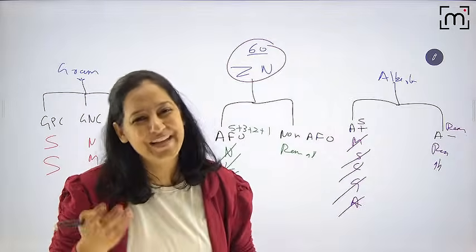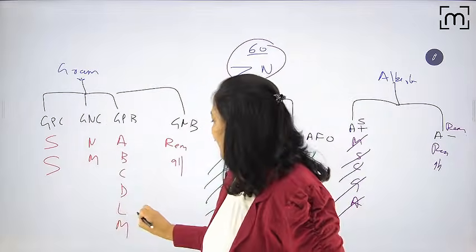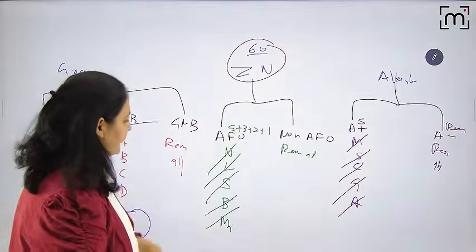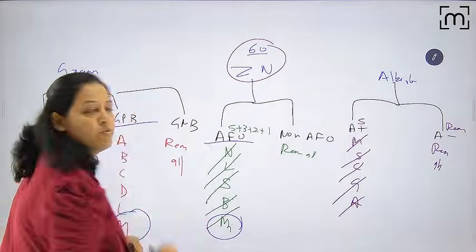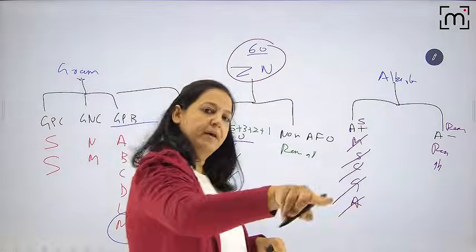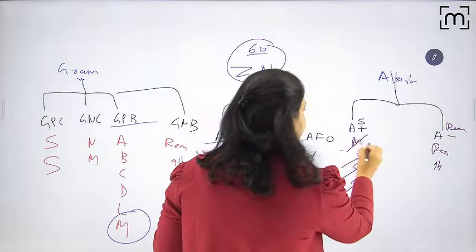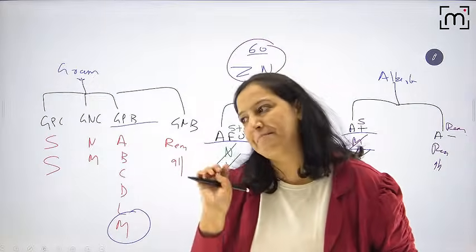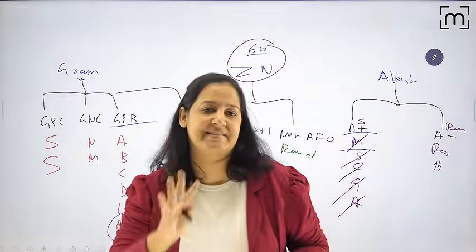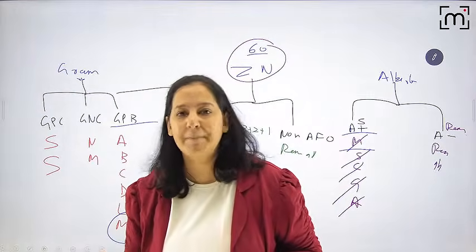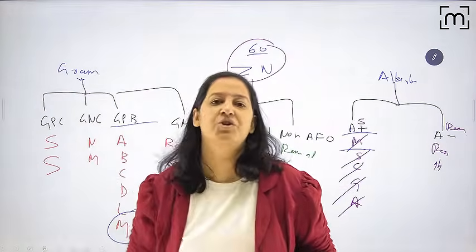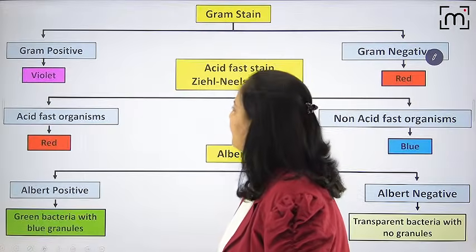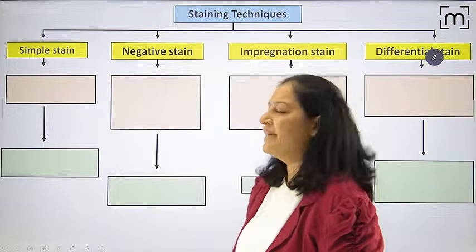Can you classify, please? Based on Gram stain, I will say it is a gram-positive bacillus. Based on Ziehl-Neelsen stain, I will say it is AFO. And based on Albert stain, I will say it is Albert positive. So likewise, we can do for all bacteria, and you get many questions on that. This is the basics. If you don't know the basics, how will you build the foundation over that? So basics should be strong, that I believe. Got it, everyone? So the staining is done.